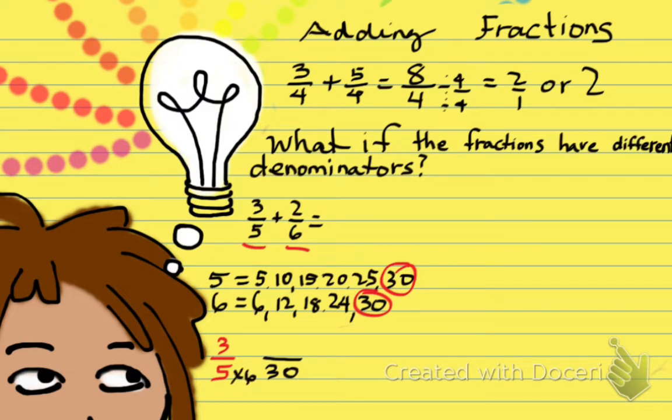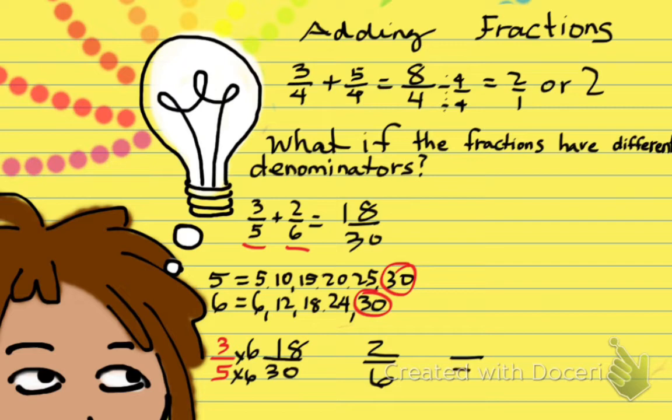What do I do to 5 to get 30? I multiply it by 6. So 5 times 6 equals 30. What you do to the denominator, you have to do the same to the numerator. So multiply it also by 6. 3 times 6 equals 18. So 3/5 is equal to 18/30.